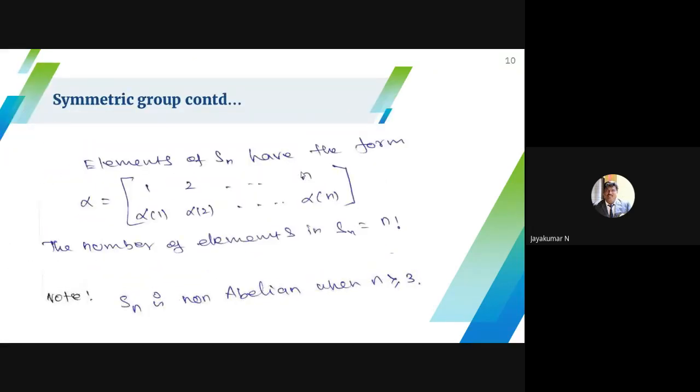So Sn is non-abelian when n is greater than or equal to 3. Already we know that. This is an important one-mark question: when is Sn abelian? Up to S2, obviously abelian. S3 is non-abelian. S3, S4, S5 all are non-abelian.